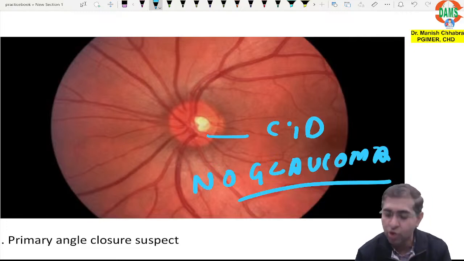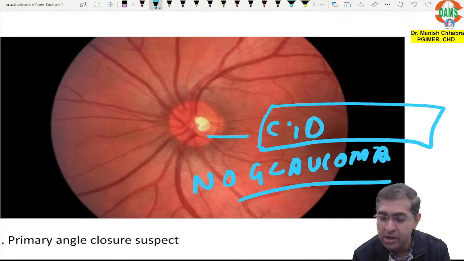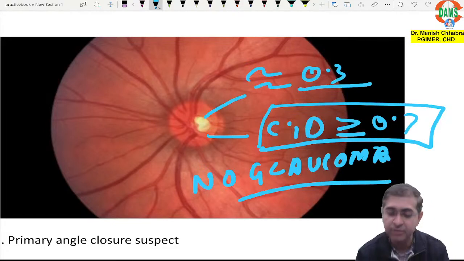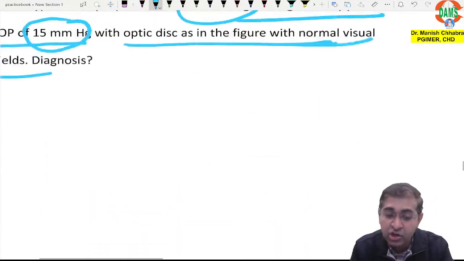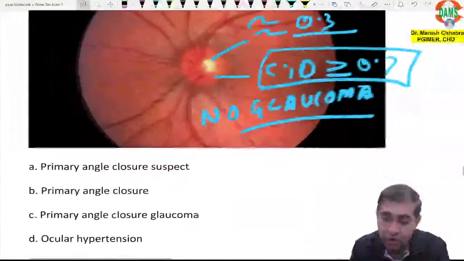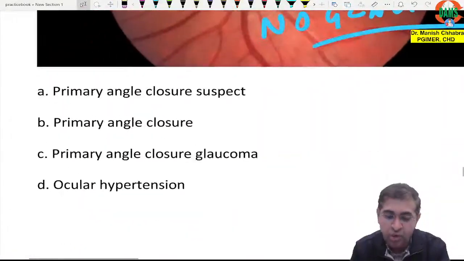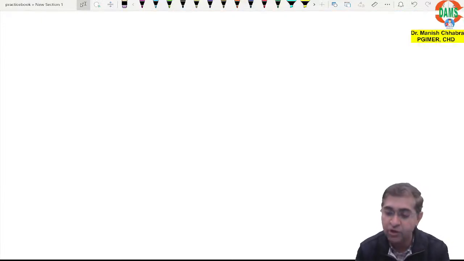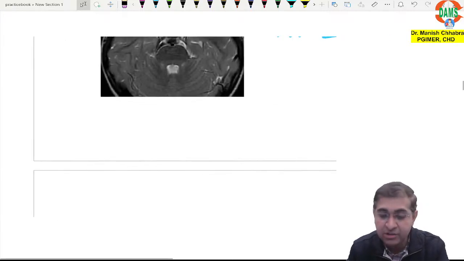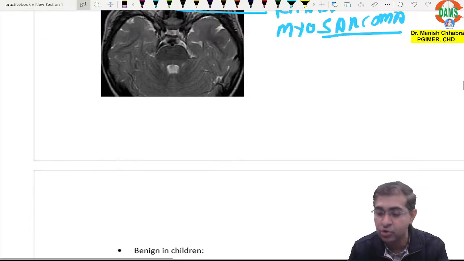When do you suspect glaucoma? You suspect glaucoma when CD ratio is more than or equal to 0.7. Here it is approximately 0.2 to 0.3. But they are saying that the angles are closed. Yes. Now, what is your diagnosis? Now, if you have not understood this question conceptually, you will simply go on saying that, sir, it is a case of primary angle closure glaucoma. But my dear friend, this is not your primary angle closure glaucoma.